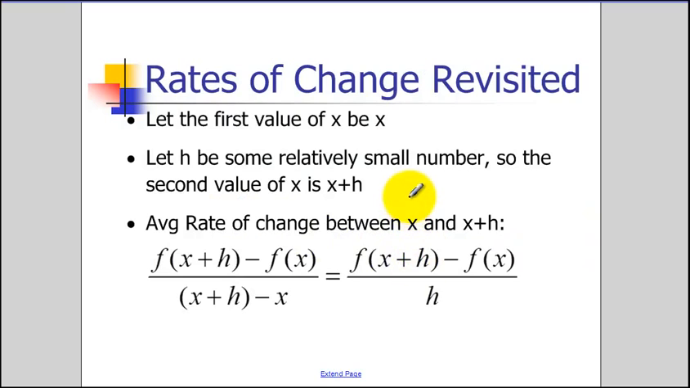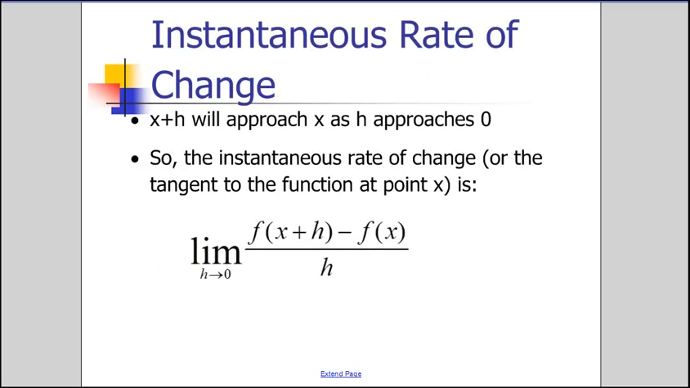So again, the rates of change. Our first value was x, our second value was some distance away, and we're using the letter h to represent that. And our secant line also gives us the average rate of change between 2 points, and we came up with this formula we had on the previous page. And instantaneous rate of change is equivalent to our tangent line. That's when our h is very small or approaching 0, and again we had this limit.